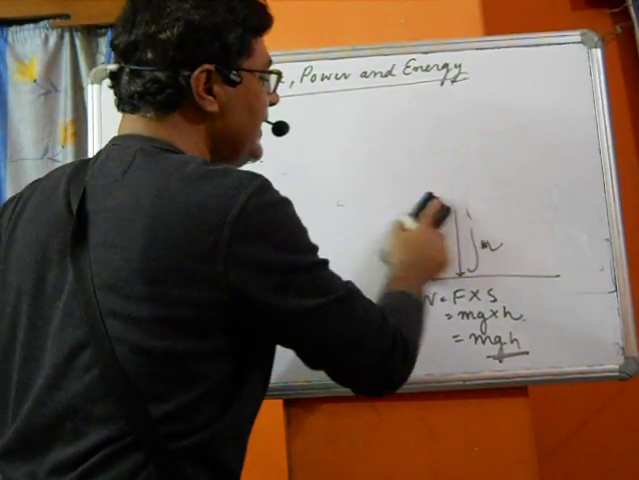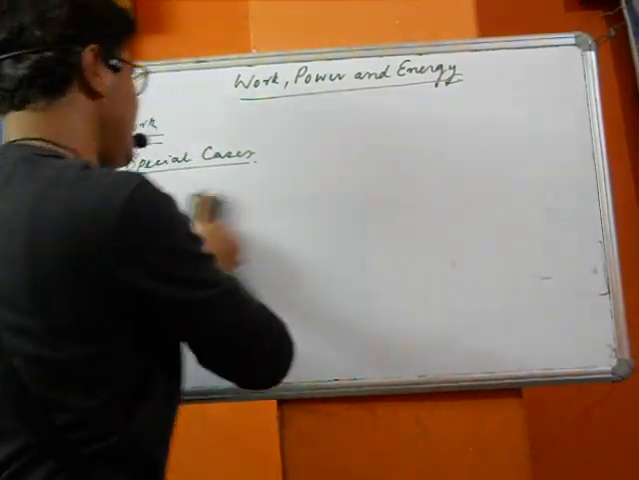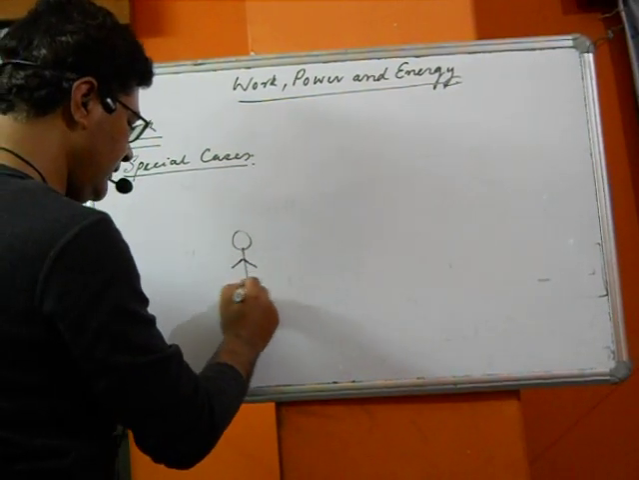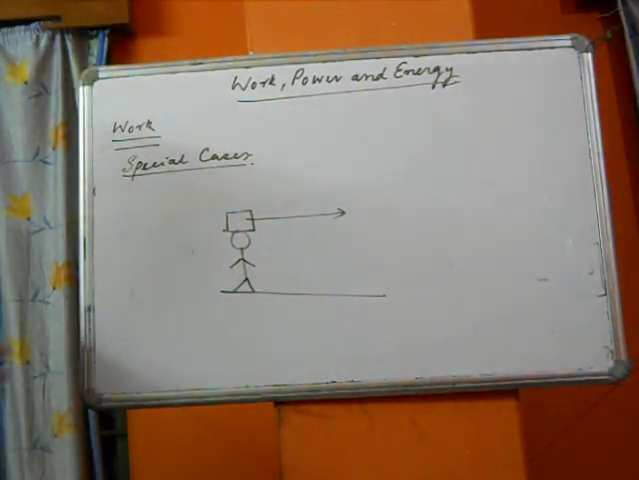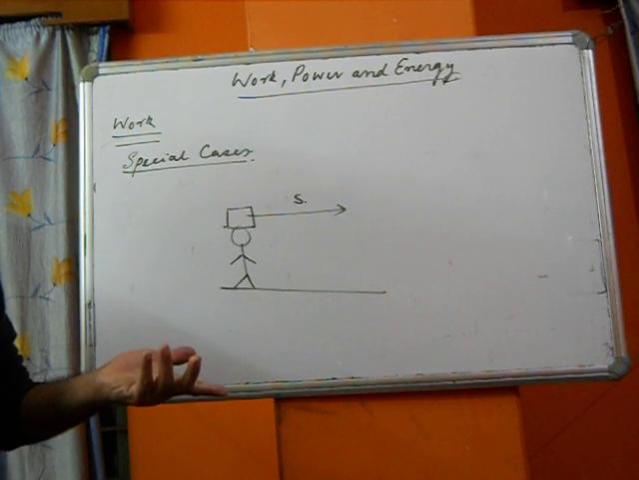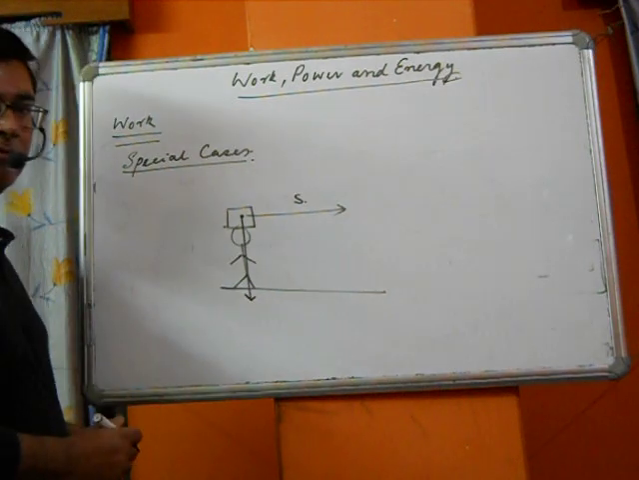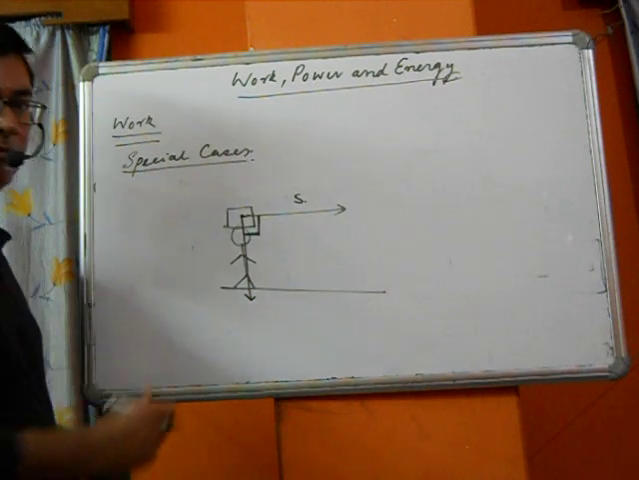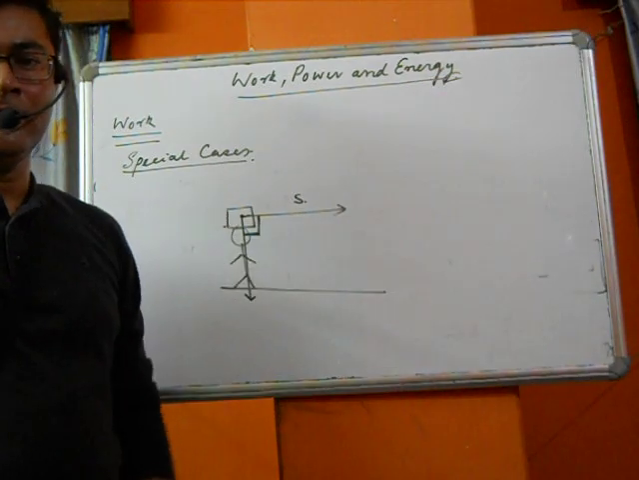Suppose a coolie is carrying a load on his head and moving. So this is the displacement of the load. And what is the force acting? The force is acting through the center of gravity downwards. What is the angle between them? 90 degrees. So when a coolie is carrying a load and walking, there is no work done by the coolie.